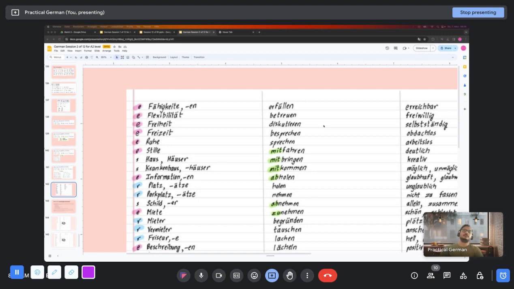Erfüllen. I don't know the meaning of that. Unfortunately, to fill. To fill, but to fill what? To fill a glass of water or paper? No, no. Erfüllen is like when you look at a job description: do I fulfill the requirements? Something like that. Fulfill.